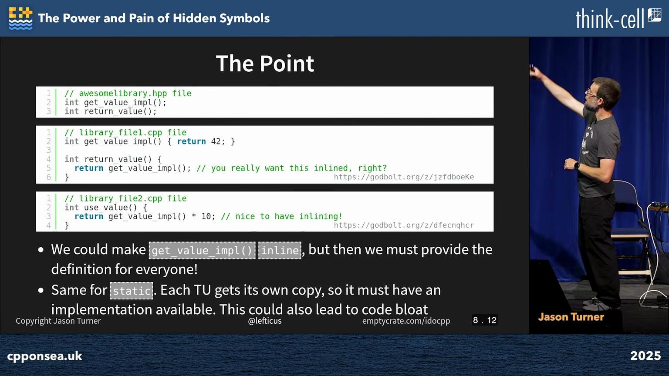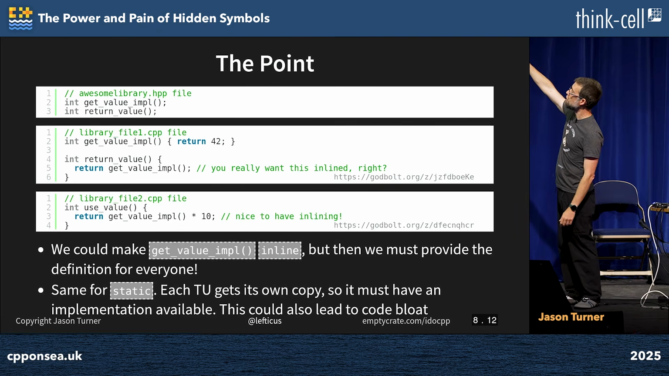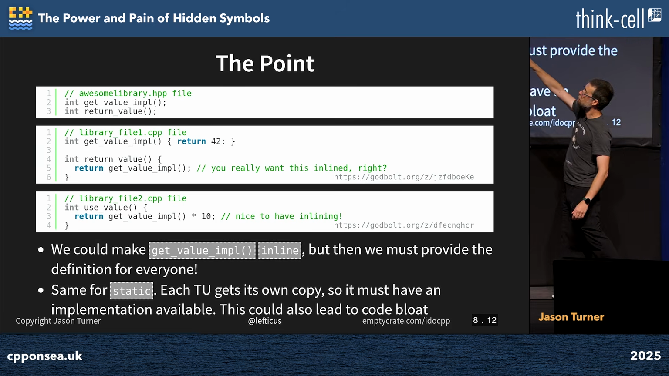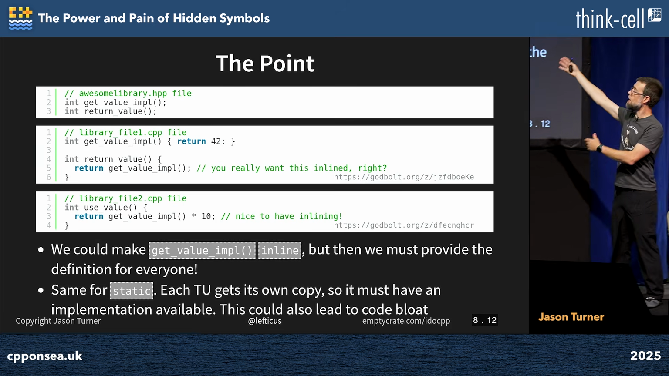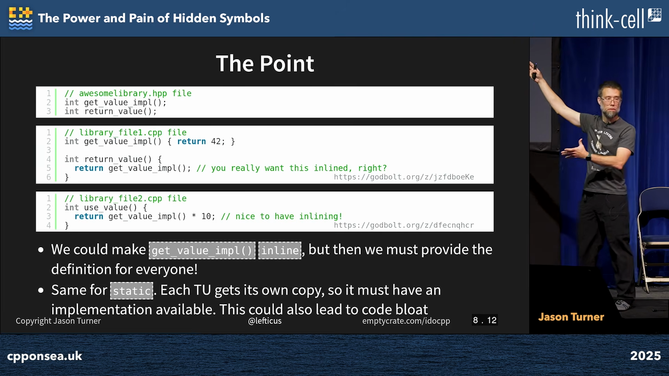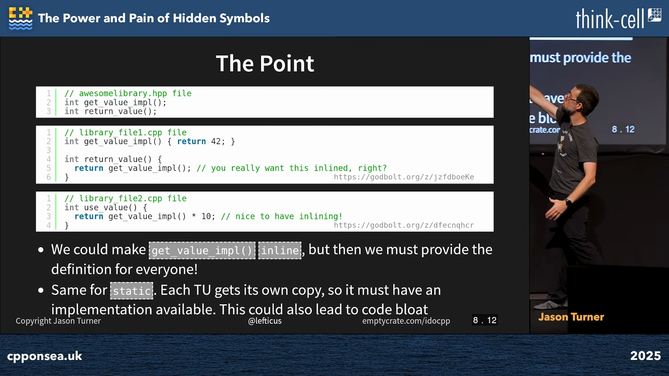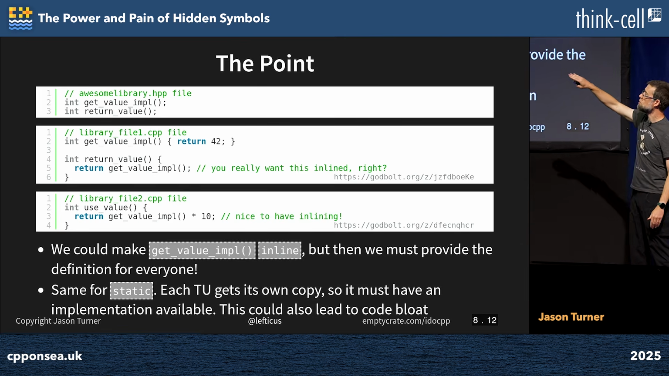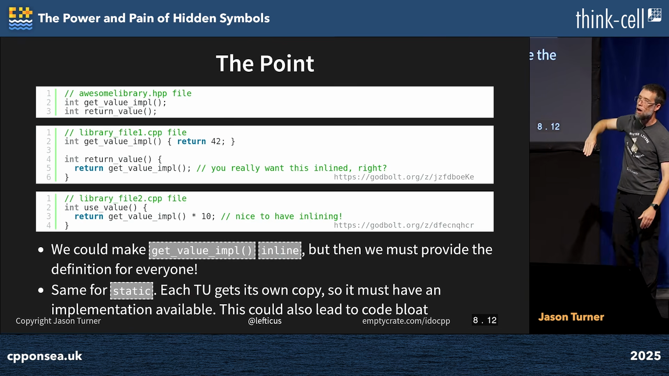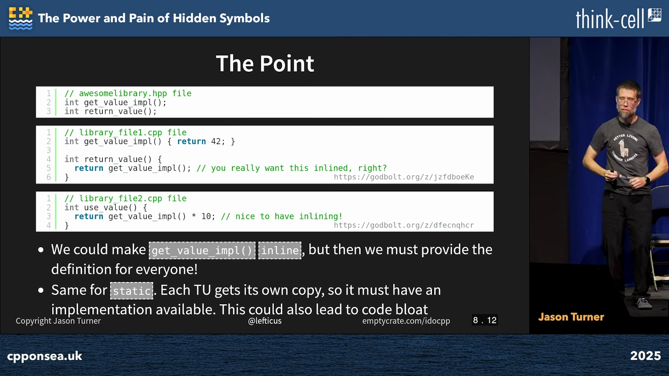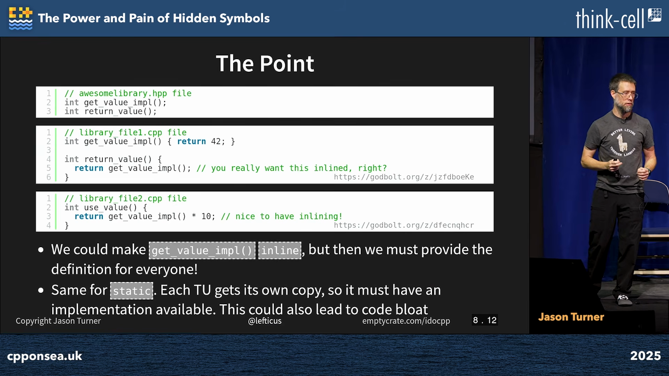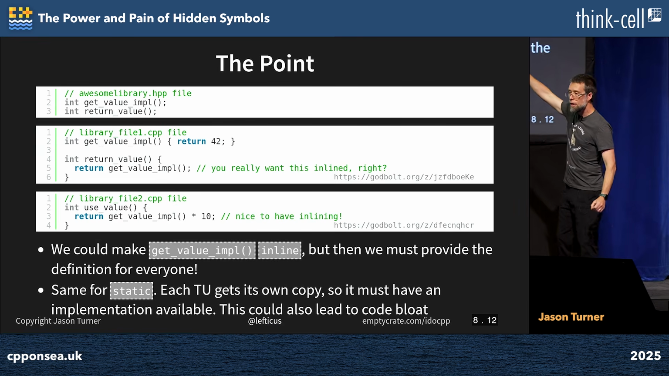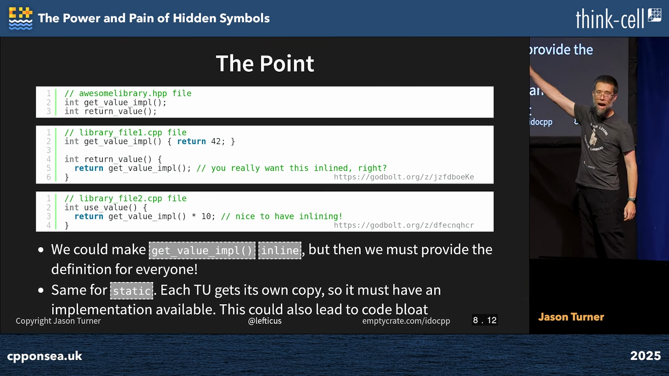I have my awesome library. I have some functions forward declared in it. Now, in file1.cpp, I've got the definition of this impl, right? So I've got get value impl, and then further down, I want to call this thing. So on line 5, in the second block, I really want that to be inlined, right? You expect it to be inlined. The declaration, the definition is right there.